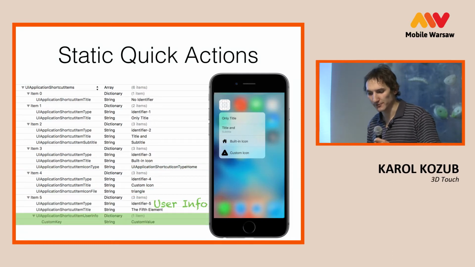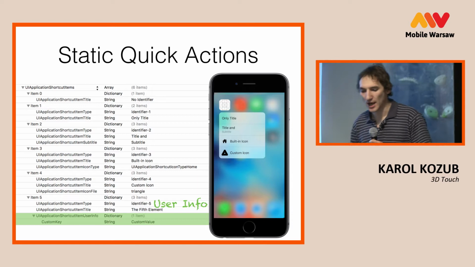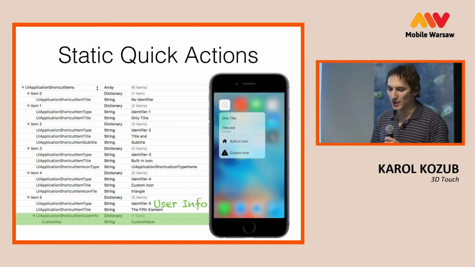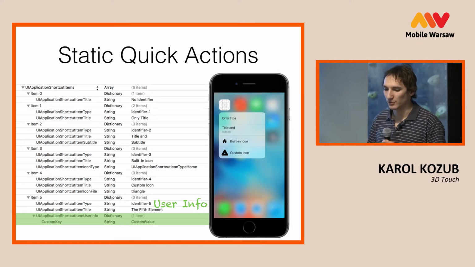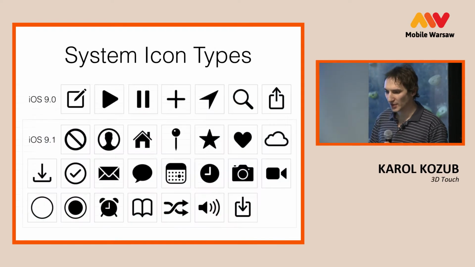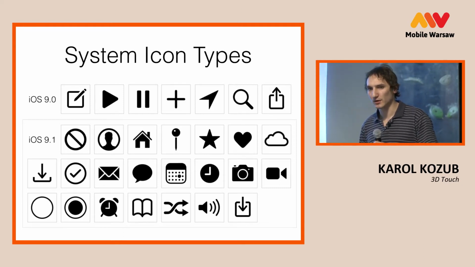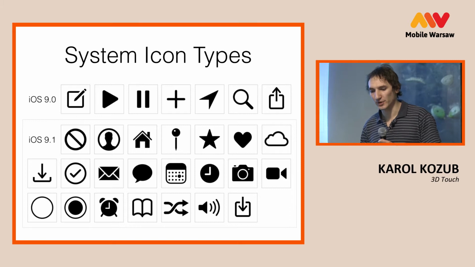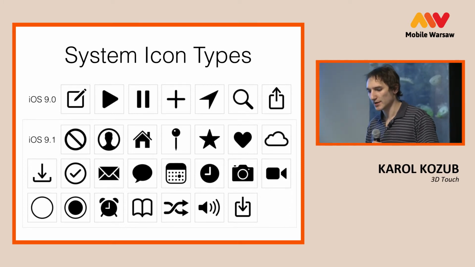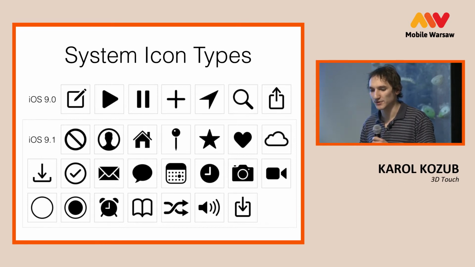Apart from that, we have the user info dictionary, which can have any custom key-value mapping you want, which also can be useful when handling the application later on. Here are all the system icon types, the built-in icons. On iOS 9, there are only 7. iOS 9.1 introduced a few more. So in many cases, you don't have to draw your own icons. You can instead use the built-in ones.